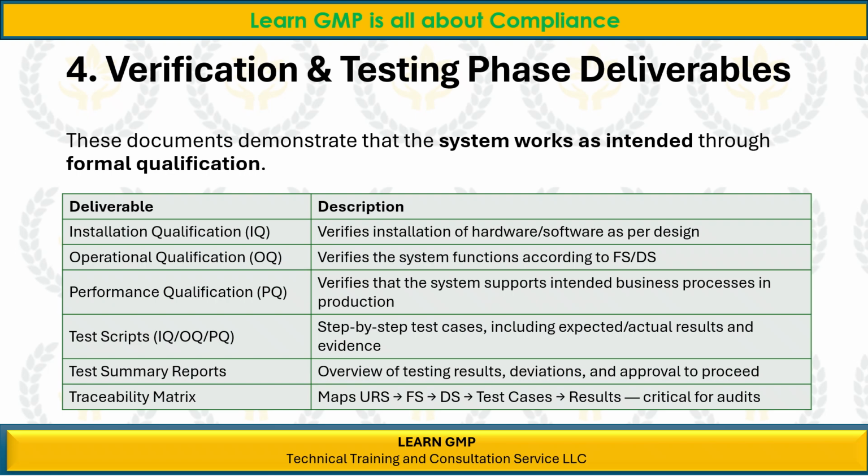Deliverable: Test Scripts, IQ/OQ/PQ. Description: Step-by-step test cases, including expected/actual results and evidence. Deliverable: Test summary reports. Description: Overview of testing results, deviations, and approval to proceed. Deliverable: Traceability matrix. Description: Maps URS, FS, DS, test cases, and results, critical for audits.